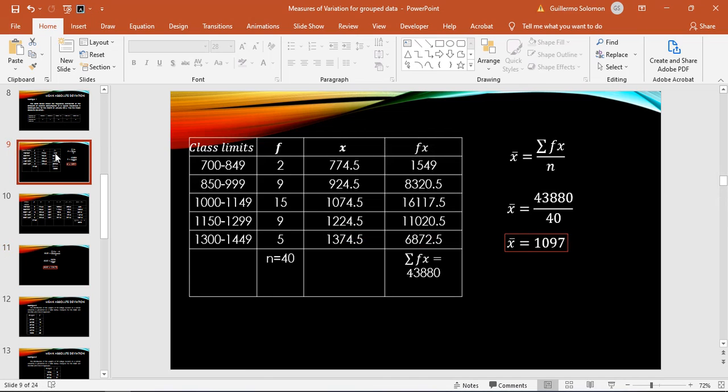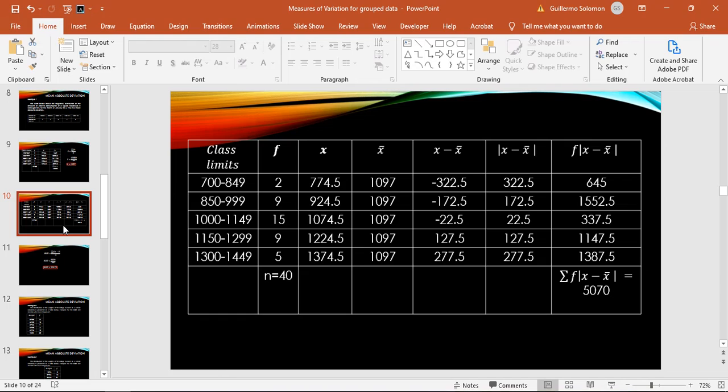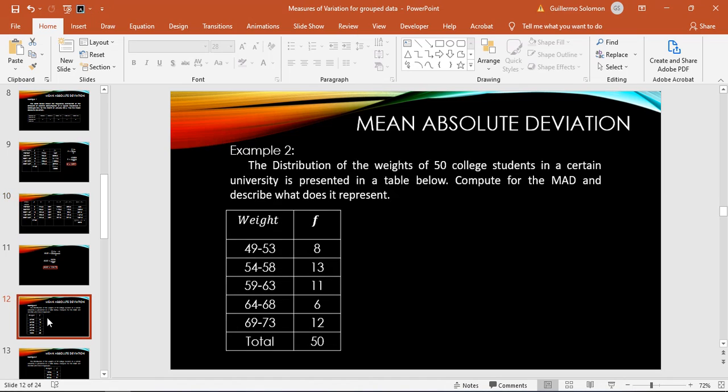Ang problema lang kasi dito, magkakaroon ka lang ng mahabang proseso sa pag-compute. Okay? Proseso lang talaga siya. Pero, ang ginagawa lang naman natin dito is mag-add ka, magba-minus, and multiply. Okay? So, next example, the example number 2 here. So, the distribution of the weights of 50 college students in a certain university is presented in a table below. So, compute for the mean absolute deviation and describe what does it represent.